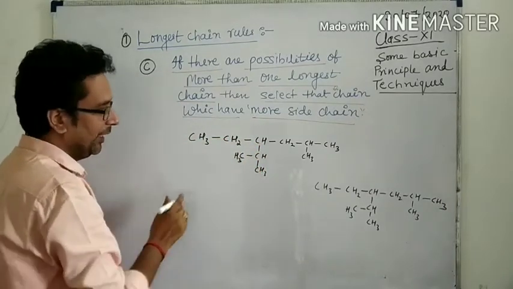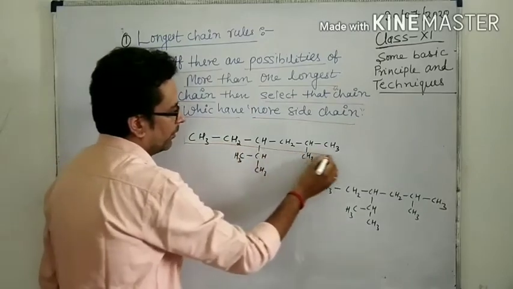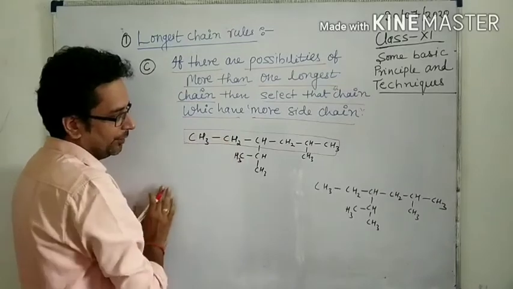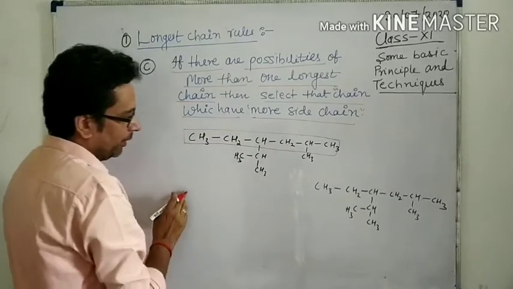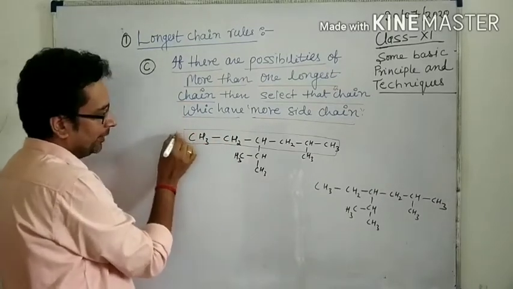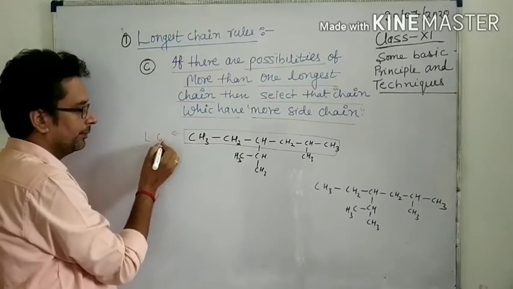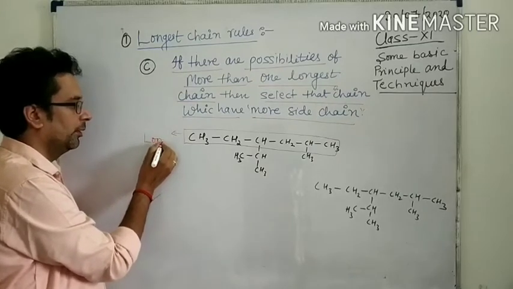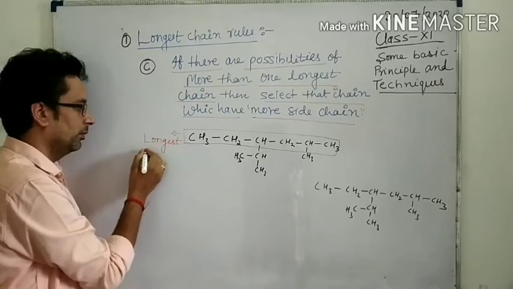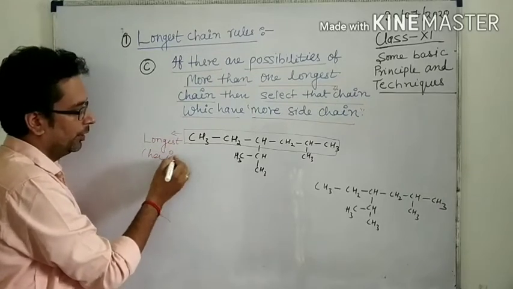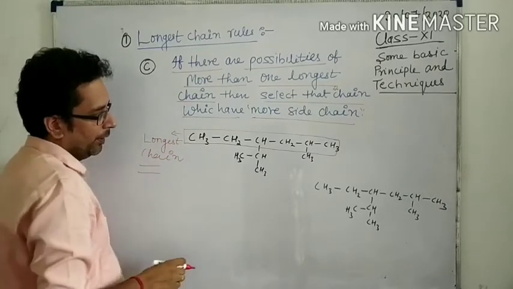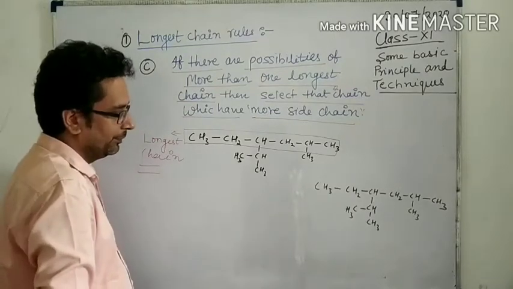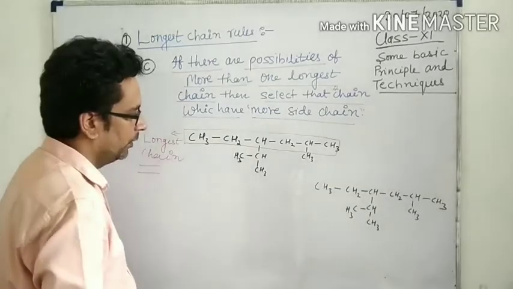Which one is the longest chain? This one. Okay, this is the longest chain. Now look here, when we select this as the longest chain, then we have two side chains. This one, we have two side chains.